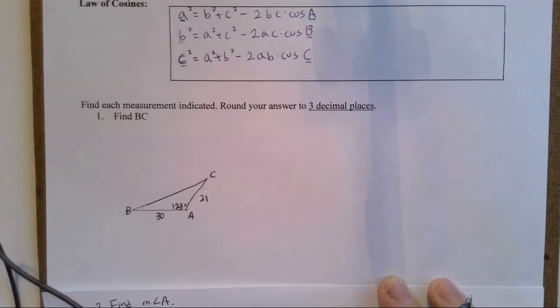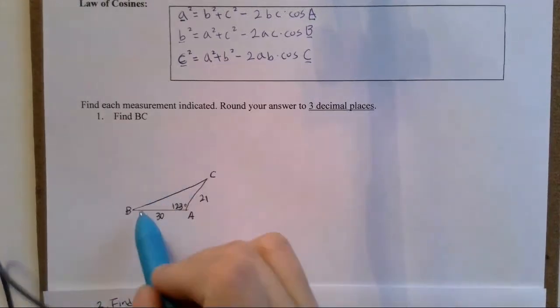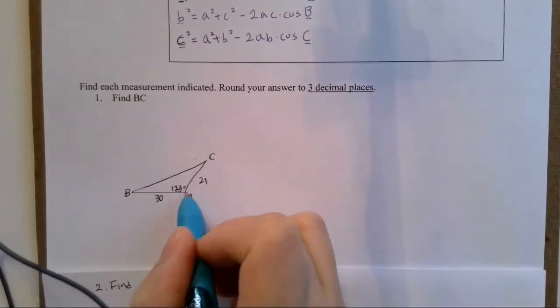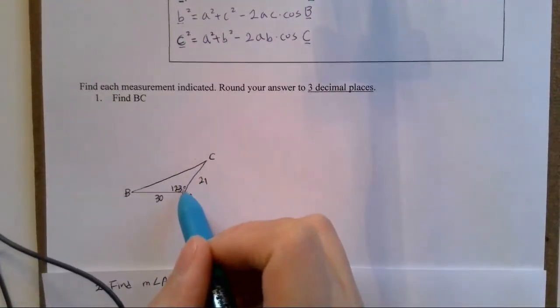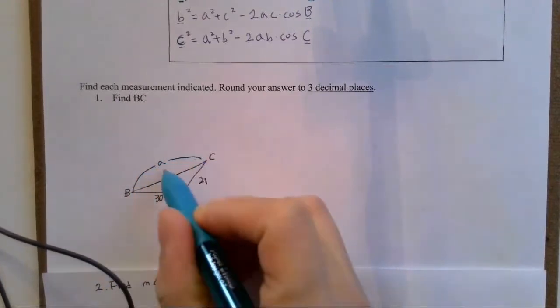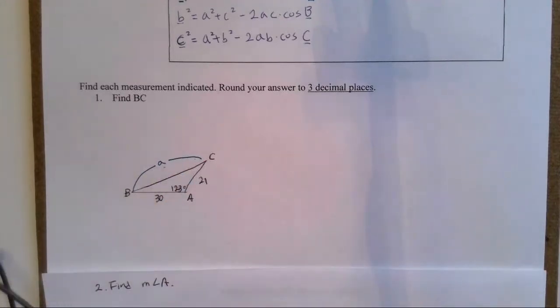Find each measurement indicated, round your answer to 3 decimal places. So find the length of BC. That's what I'm asking you to do. In fact, do you guys agree that that side is going to be side a with the lowercase, since it's the opposite of the angle A measure? Yeah. So we are trying to find the side a.